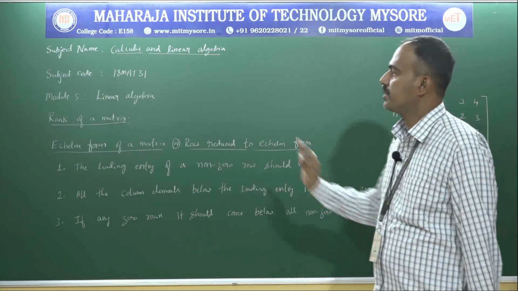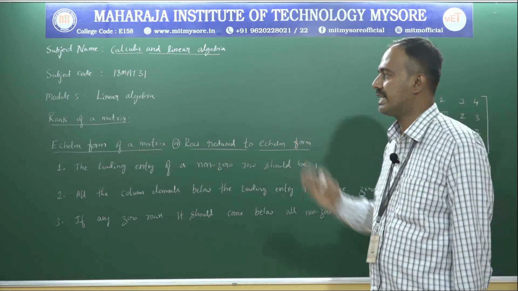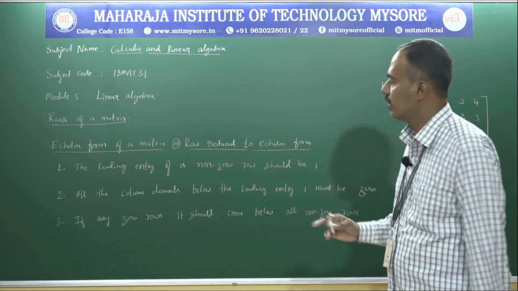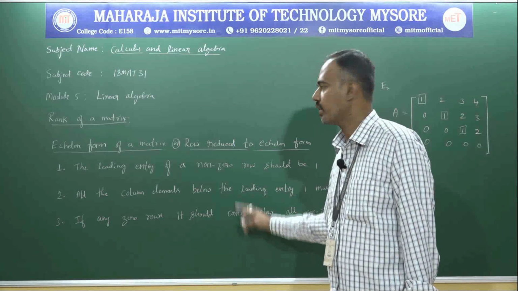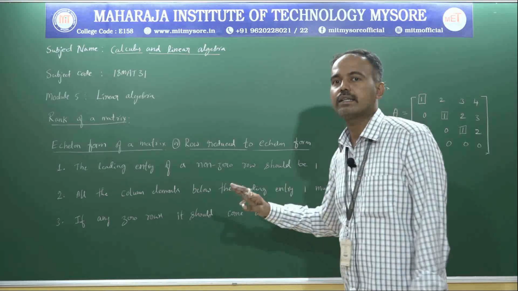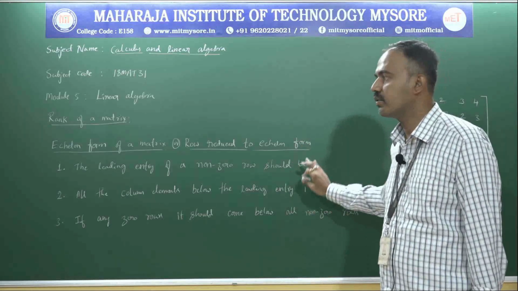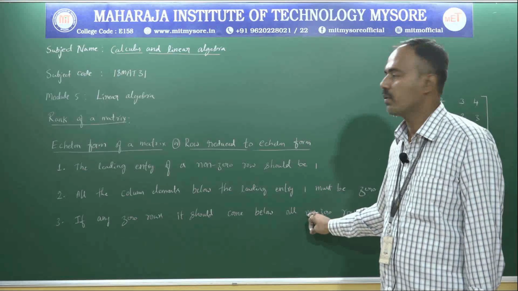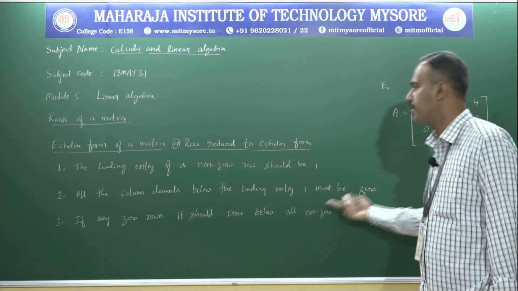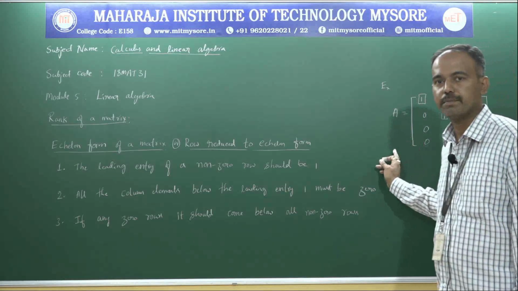From Module 5, the linear algebra topic, first we discuss the rank of a matrix. Before going to the rank of a matrix, there are 3 important observations about the echelon form of a matrix, otherwise called row reduced echelon form. From the syllabus point of view, we are restricted to row operations, so we discuss the row operations from the topic of linear algebra. Using these 3 points, we can specify the echelon form of a matrix. That will be the important thing here.